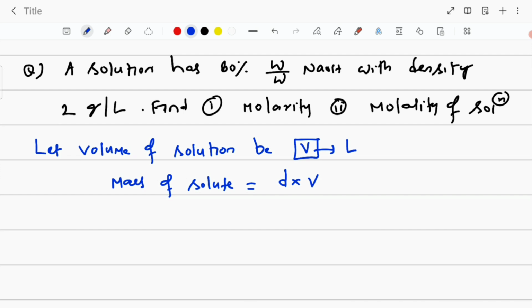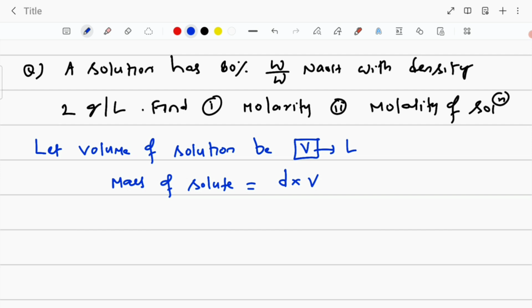Our target is to find molarity first. No other information is given. The mass of solute they gave in terms of 80% w/w. So mass of solute is equal to density into volume. I think it is clear to everyone. But how much did they mention? They mentioned only 80% out of 100.